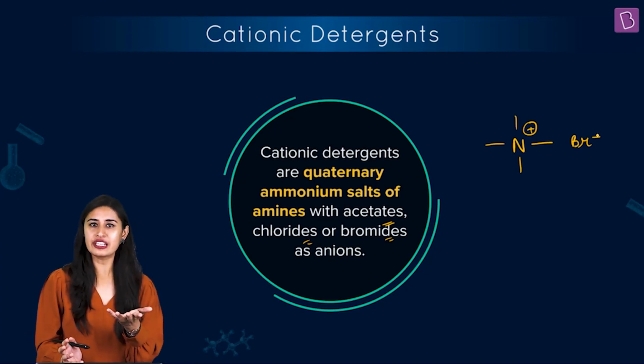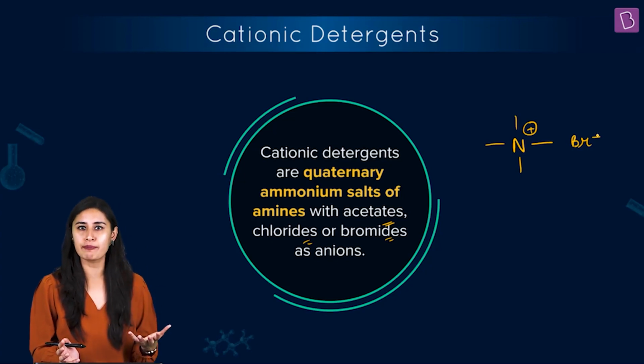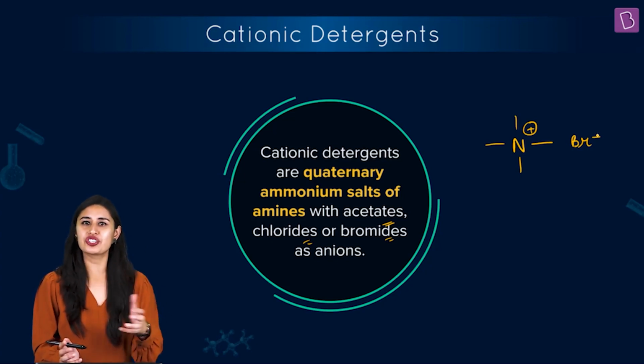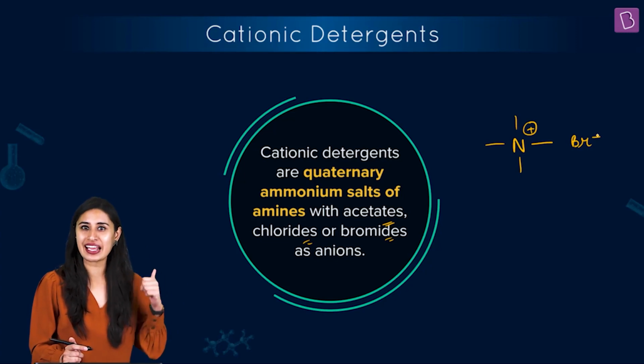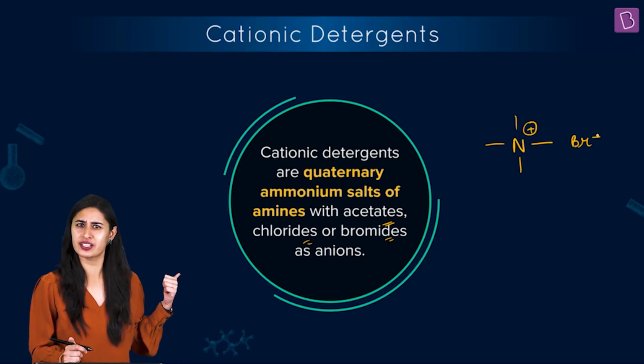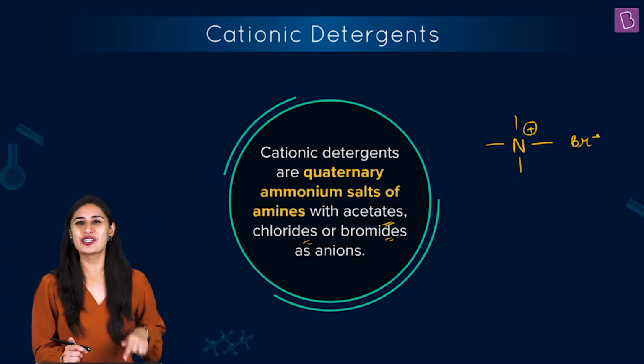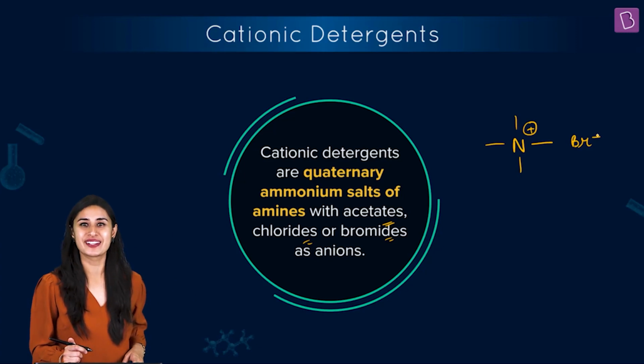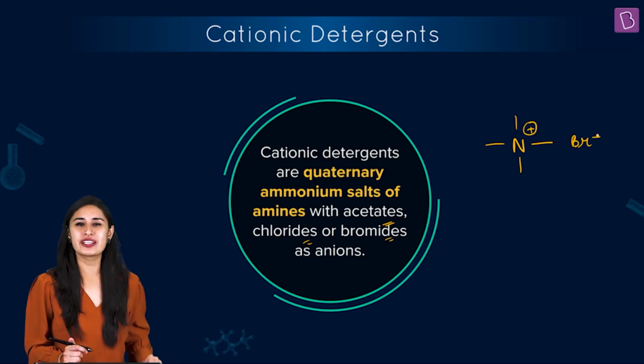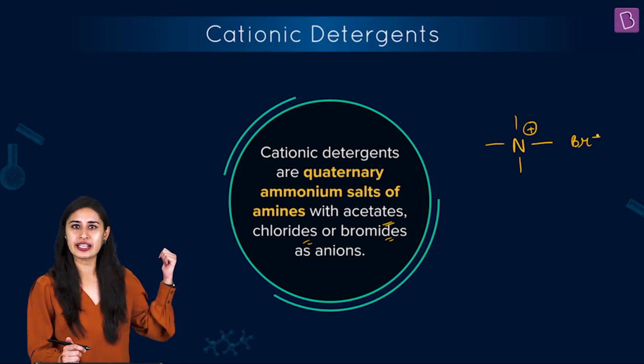If you have been using conditioner after shampoo, pick up the conditioner and check out what is present there. Is there any kind of cationic detergent present there? Ma'am, what are you saying? Are we using detergent on our heads? Yes, you use detergent on your heads. Okay, so check out what is present in your conditioner. You will find cationic detergent there.